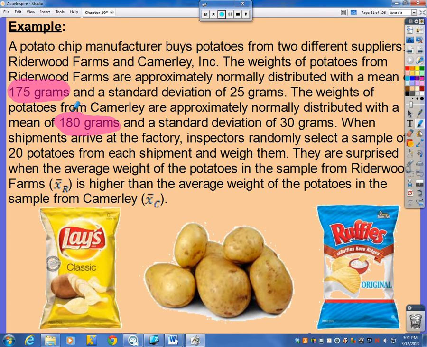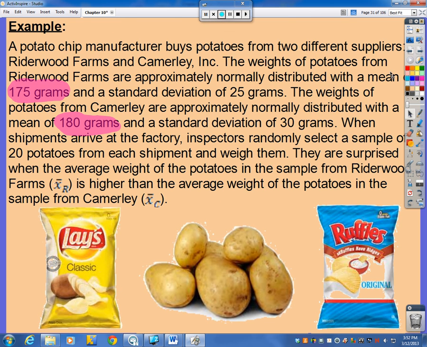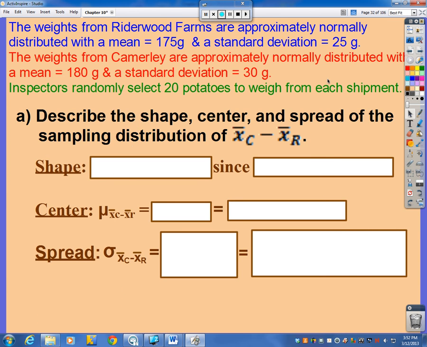So if they find that this number, which isn't always going to be 175, but if they took a random sample of 20 potatoes and found that its mean weight is more than the other one, then they're kind of shocked. They don't really suspect that would happen. So the weights are normally distributed, and here's our mean and standard deviation for Riderwood, and here's for Cammerley. So I just kind of kept the main information from the main problem here.